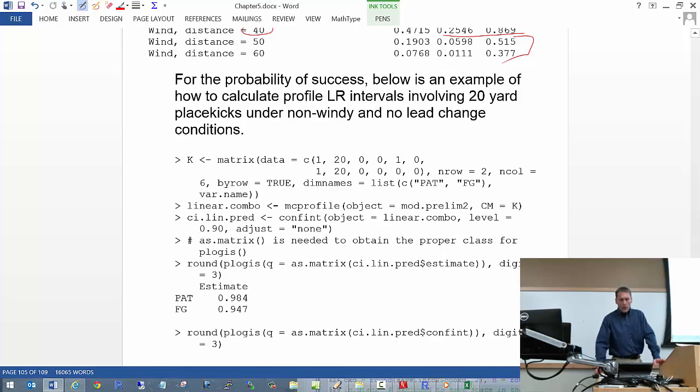Well, what about 20-yard place kicks? How about we focus on 20-yard place kicks and we try to estimate the probability of success for them. And we use profile likelihood ratio intervals too.